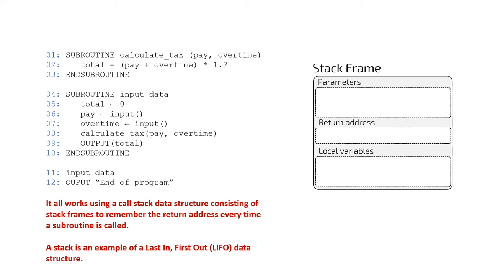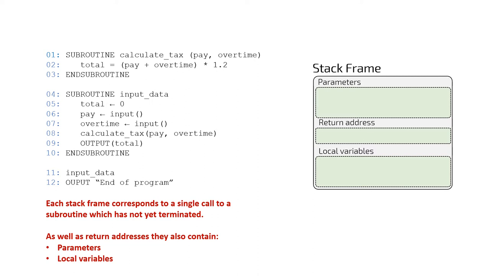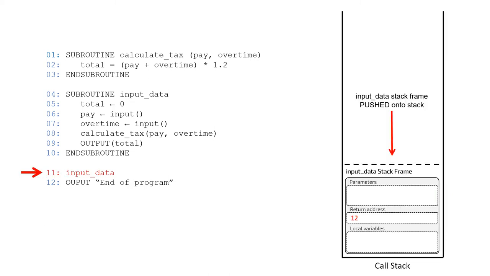Now, a stack is an example of a last in, first out, LIFO, data structure. Each stack frame corresponds to all the information you need to know about a single call to a subroutine which has not yet been terminated. And as well as holding this return address that we've mentioned, it also contains any parameters or local variables for the subroutine. To really put this into context and to show you where some mistakes can often be made in exams or programs, we're going to work through this code now and show you what happens.